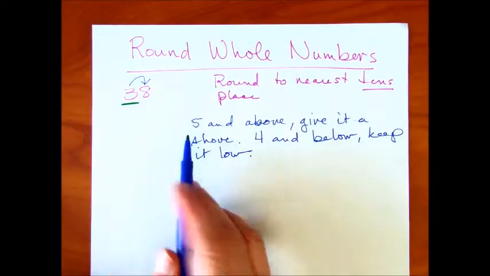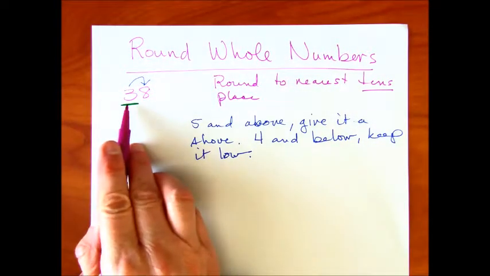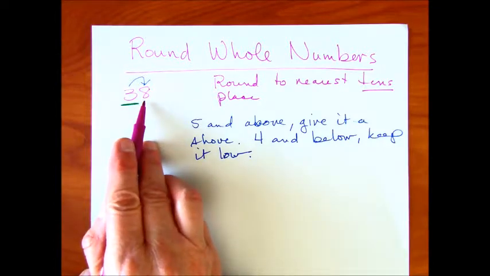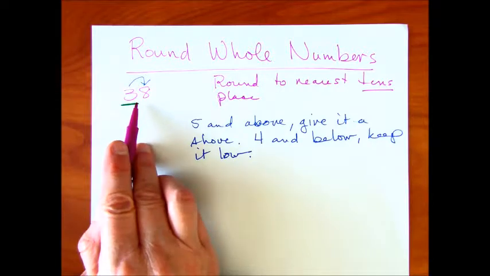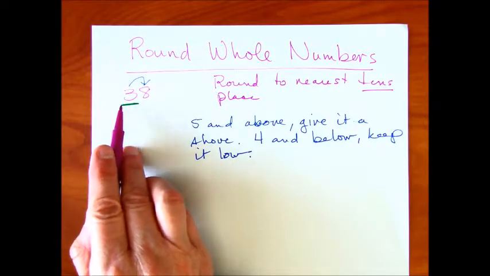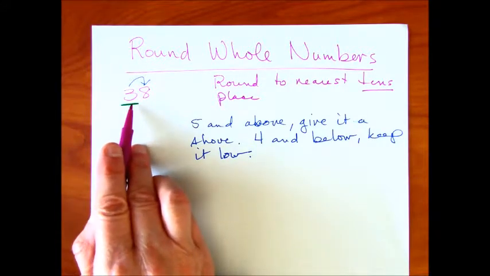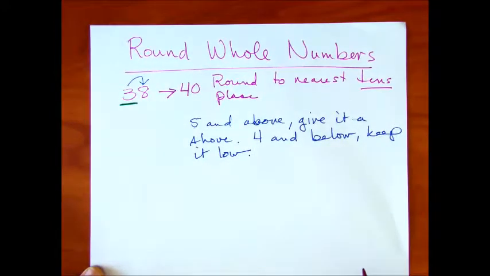Now, what that means, the 5 and above business, is that when you're looking to the digit next to the identified digit, if that number is 5 or more, or 5 and above, you're going to change this number. You're going to change it to one number higher, or one digit higher. So instead of 38, it's going to become 4 or 40. So the 3 becomes a 4, and then all the digits past that number that we changed will become zeros. So this 38 is going to be rounded to 40.